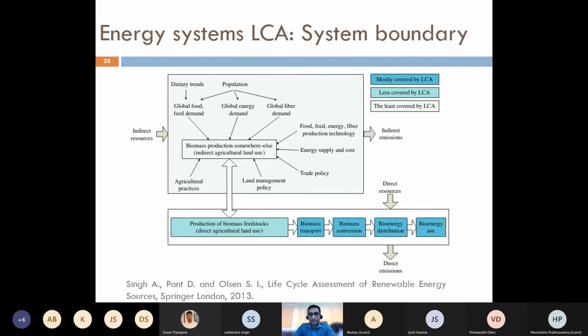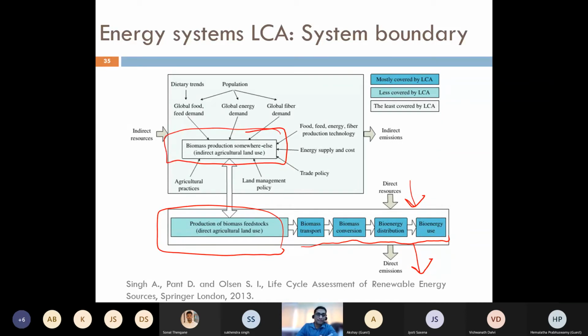Now, this I have taken from a review by Anup Singh, and he brought out the mostly covered parts of an LCA, the less covered and the least covered. So most LCAs, when talking about bioenergy systems, would talk about bioenergy transport, conversion, distribution, and use. What are the direct resources coming in, the direct emissions going out? Very few would talk about the production of biomass, which is the direct agriculture land use. And even less would talk about what that land use has.